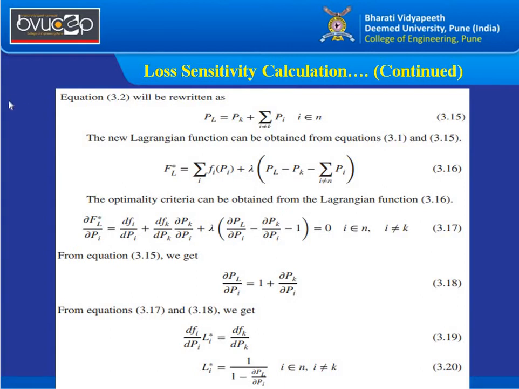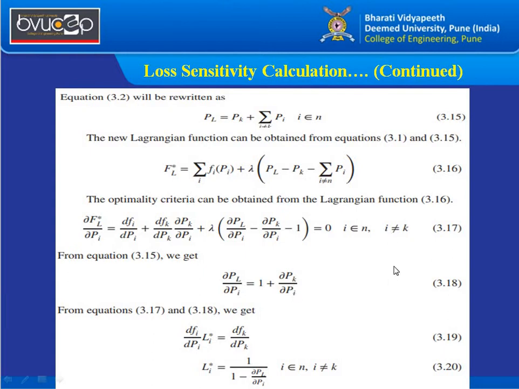Please note your sign, this is going to be negative because this is the consumed power on the load side. This optimal criterion, considering the Lagrange's function, requires us to satisfy this equation. Taking the partial derivative with respect to Pi, that equation has to be equated to 0 to get the optimum. From this equation, taking the partial derivative with respect to Pi, we get the term 1 plus delta Pk by delta Pi.